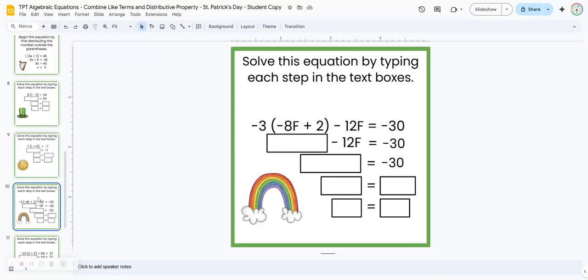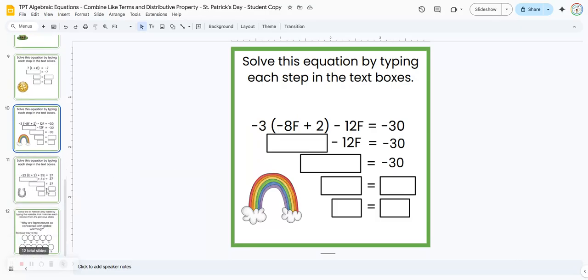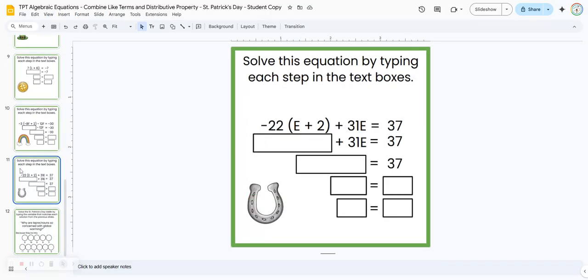Now on these last two slides, they've got both combining like terms and the distributive property. So we want to distribute first before we combine like terms. So they're going to distribute this negative 3, then combine like terms, and then go ahead and solve the equation. Same thing on the next slide.